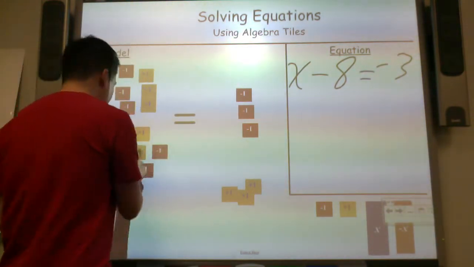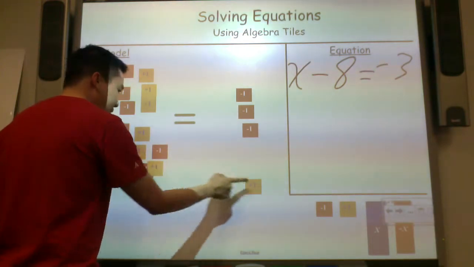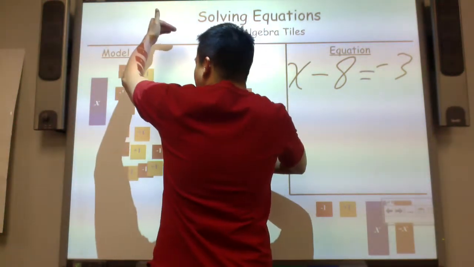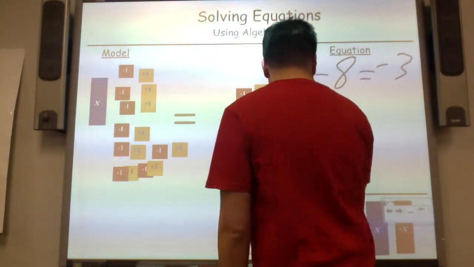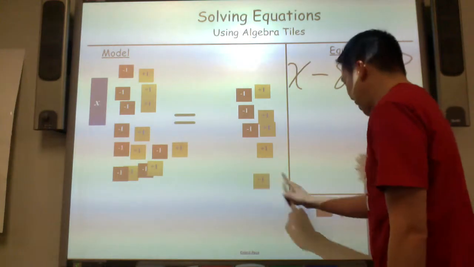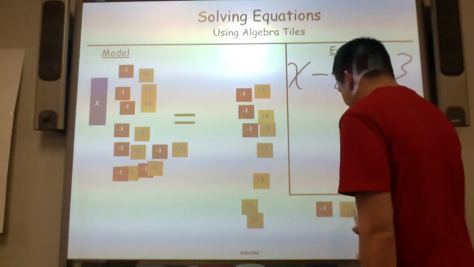4, 5, 6, 7, 8. Again, we need to balance out because we just lifted up this balance to 8 higher. So we need to balance out with 8 positives. That's 4, 5, 6, 7, 8.